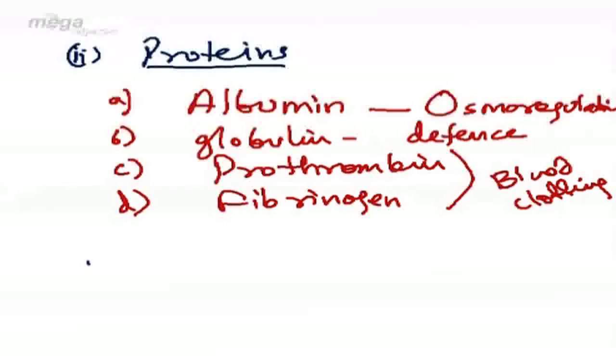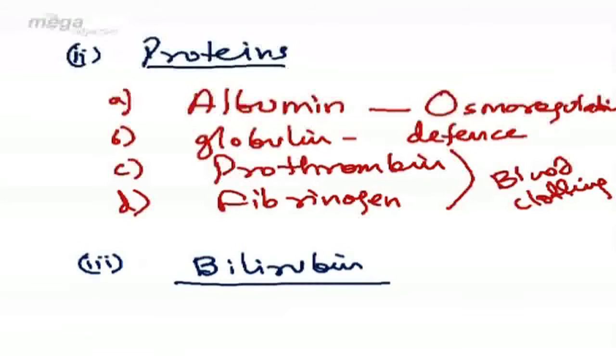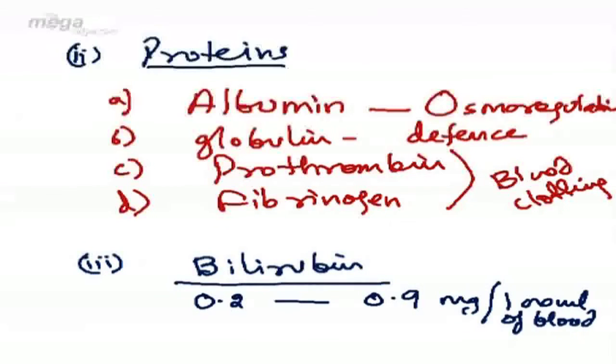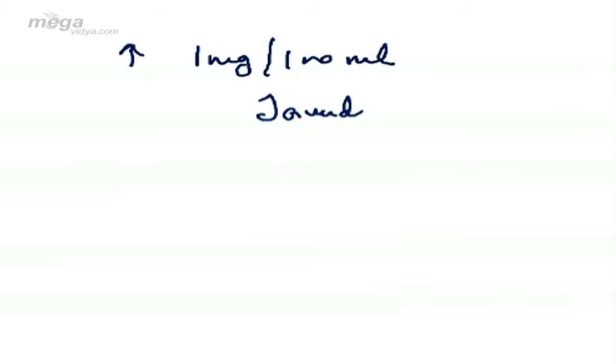The third constituent in the plasma is bilirubin. Bilirubin amount is 0.2 to 0.9 milligram per 100 ml of blood. Bilirubin is a secretion from liver. If the amount of bilirubin increases beyond 1 milligram per 100 ml, the person develops yellowish discoloration of the skin and other body organs, as bilirubin is a yellow colored pigment. This condition is called jaundice.